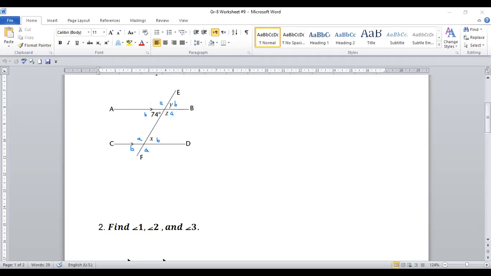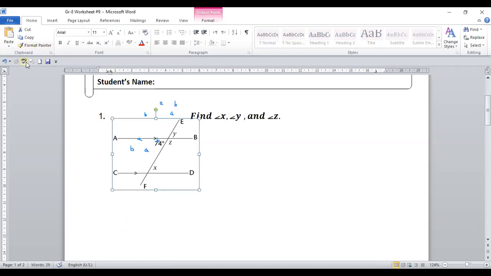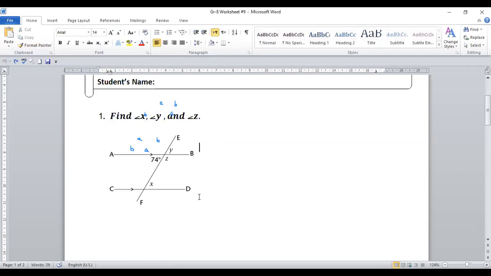Now what have they asked us to find? Well, you all know what to write, right? I'm just going to clear that because it doesn't work. Let me clear it. Okay, fine. So all we have to do is find angle x, y, and z.